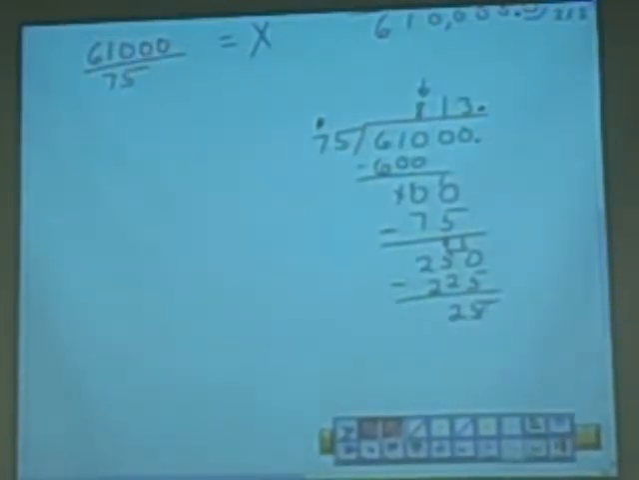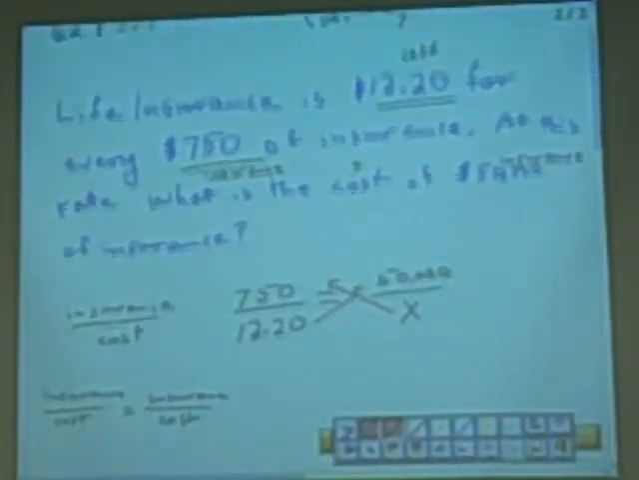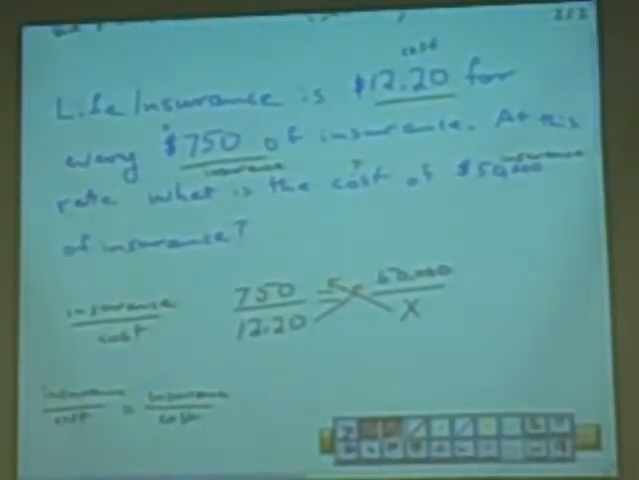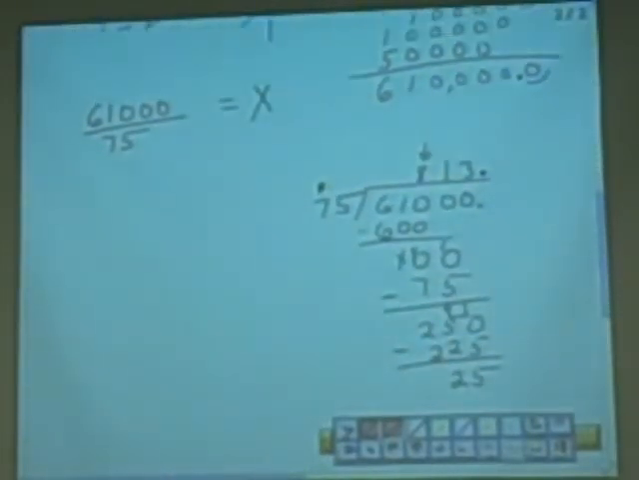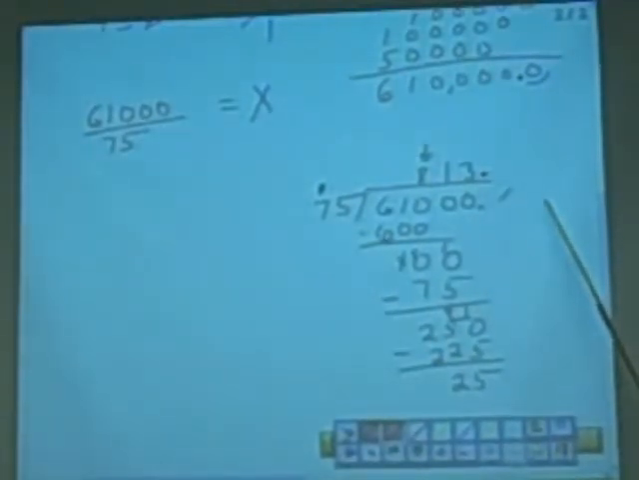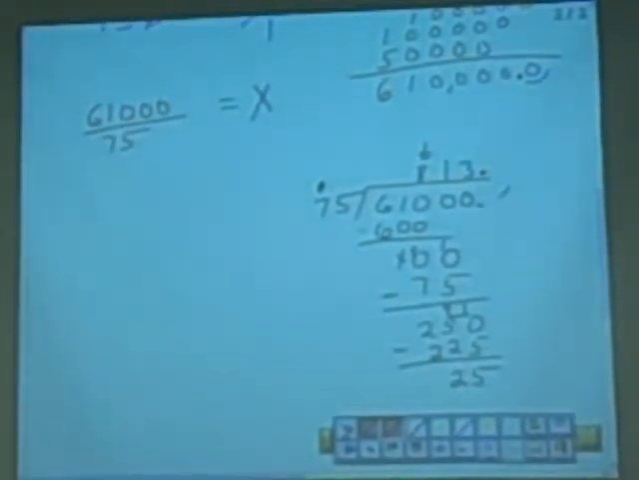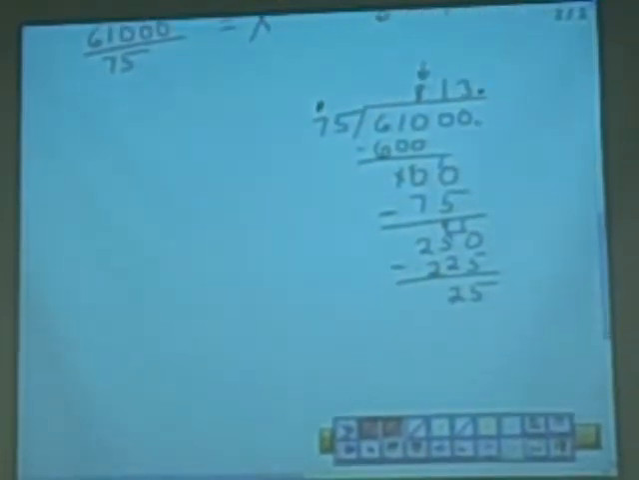Since we're dealing with money, we have to round this. How many places? Two. So if we're going to round to 2 decimal places, we actually have to divide 1 more place so that we can round off. You always go 1 more place when you're dividing, because you may have to round up, and you won't know that unless you go 1 more place.